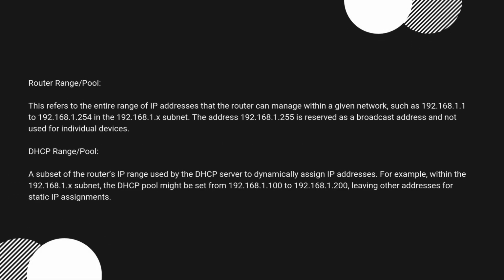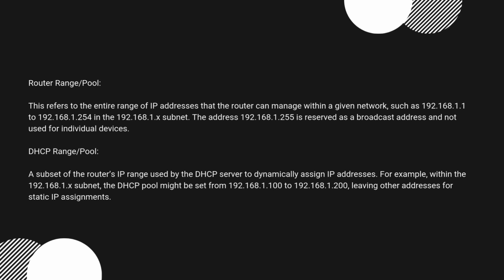Router range, or pool. This refers to the entire range of IP addresses that the router can manage within a given network, such as 192.168.1.1 to 192.168.1.254 in the 192.168.1.x subnet. The address 192.168.1.255 is reserved as a broadcast address and not used for individual devices.